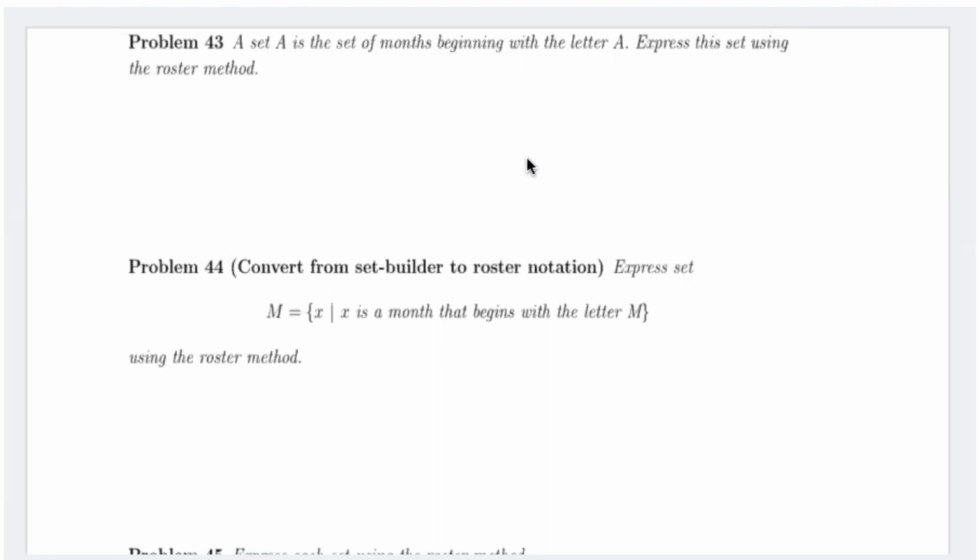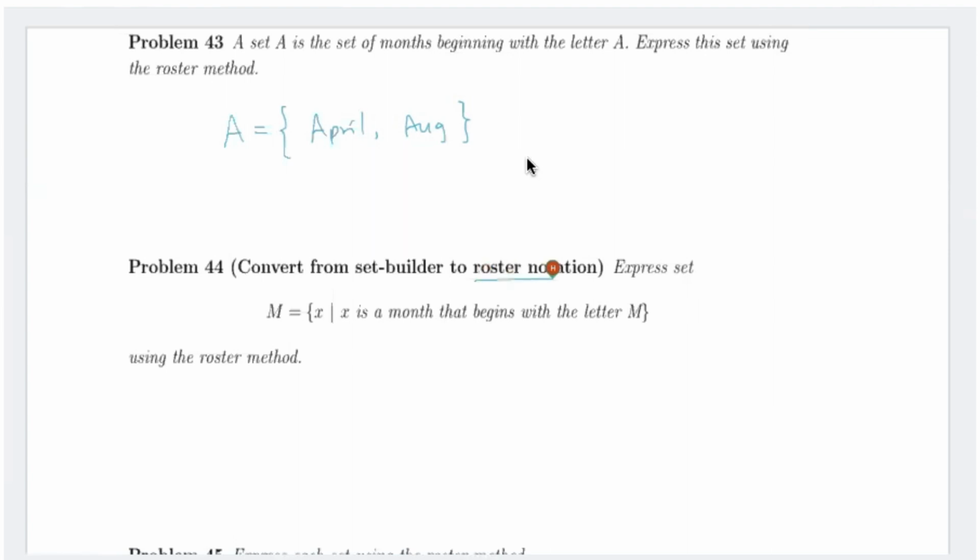Dorothy, what's A equal to? I said A equal to April and August. Excellent. April and August. Okay, that's it, right? So roster method, we list out the elements. So there are April and August. Very good.